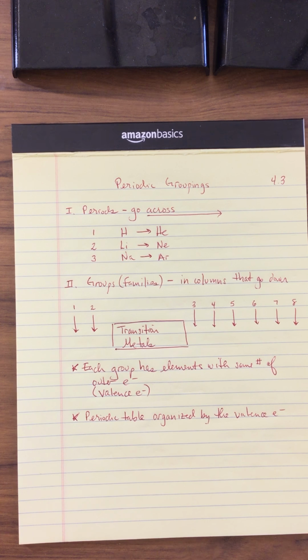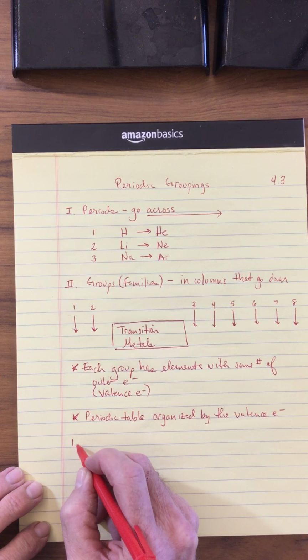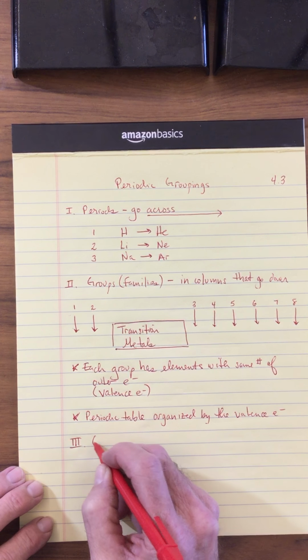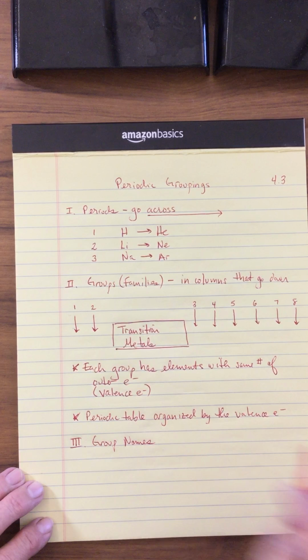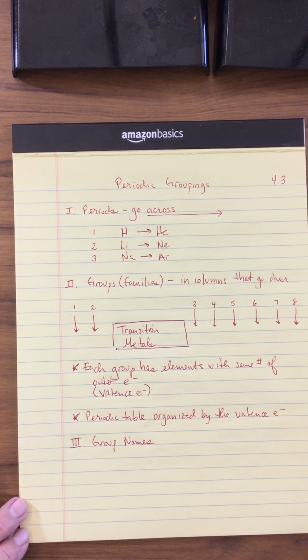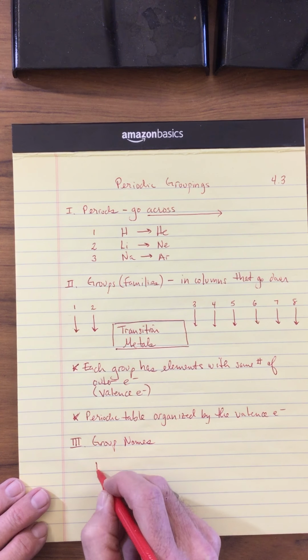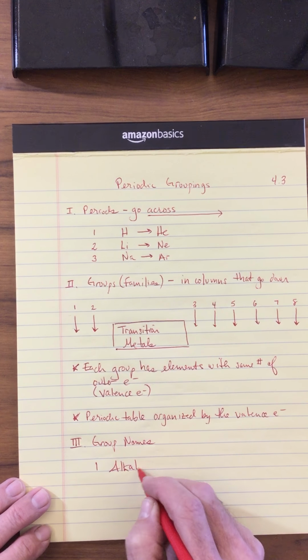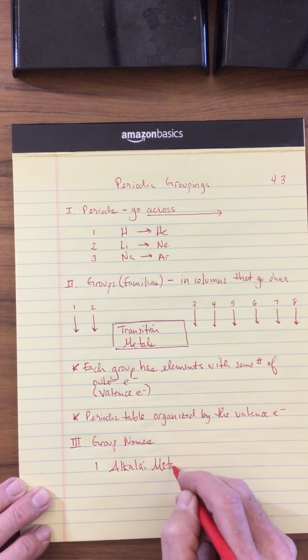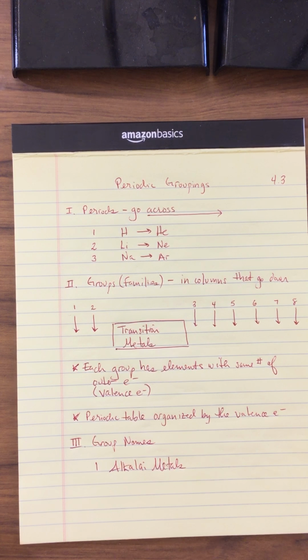So what we're going to do is take a look at the groups 1 through 8, and they all have a particular name, and they all have interesting characteristics. So this is going to be item number 3, and these are going to be our group names. Group 1 is called Group 1, but it also has a special name, and that name is alkali metals. So Group 1 is your alkali metals.